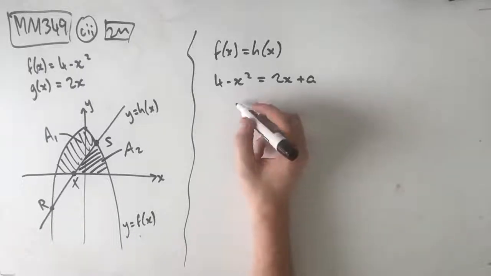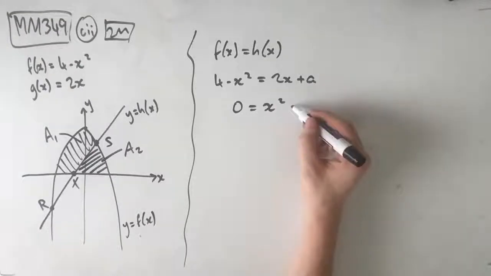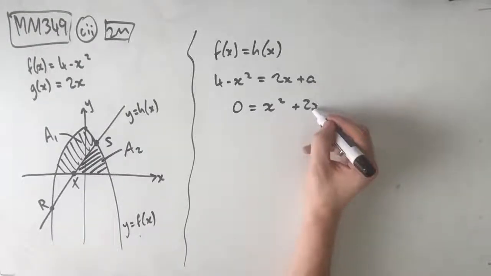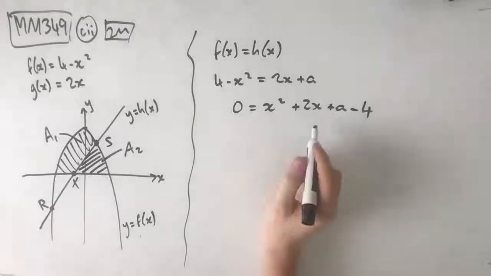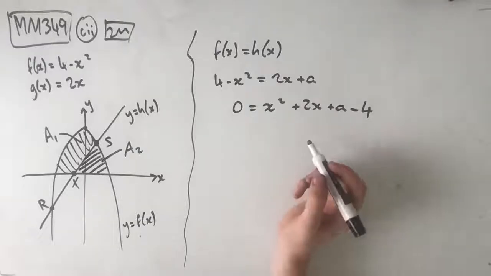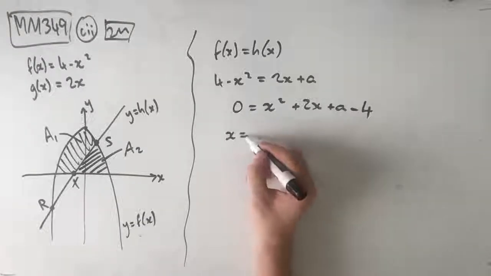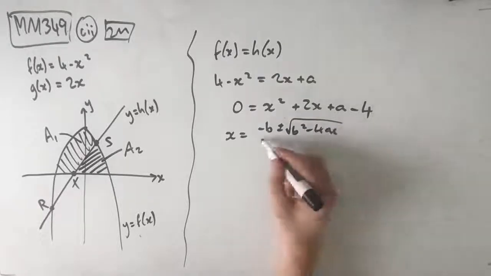All we want to do is get everything onto one side, as we have before in previous parts. So we end up with 0 equals x squared plus 2x plus a minus 4. The only way we can really solve this is by using the quadratic formula. So we know that x is equal to negative b plus or minus the square root of b squared minus 4ac, over 2a.